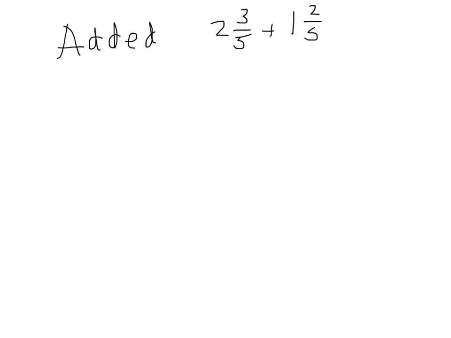To wrap it up today, we did a couple of different things. We added with common denominators, such as 2 and 3/5 plus 1 and 2/5. We also added with uncommon denominators, so I had 2 and 3/5 plus 1 and 2/4.